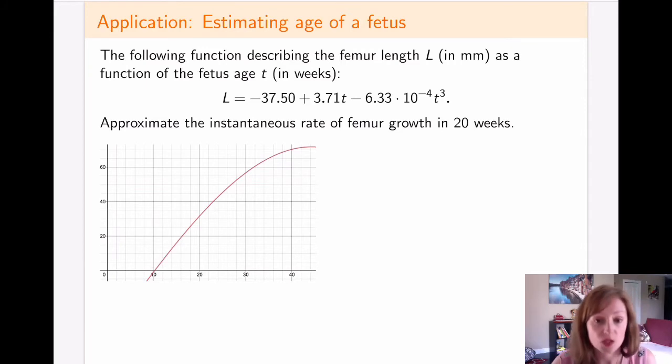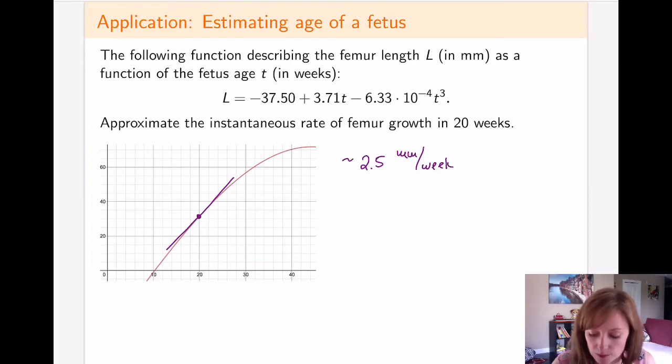Remembering what we did last time when we computed the exact same thing from the graph, let's just remind ourselves what graphical representation means. At 20 weeks, that meant computing the slope of the tangent line at 20. And when we had the graph, the best we could do is eyeball some points from the graph. I believe my approximation then was approximately 2.5 millimeters per week.